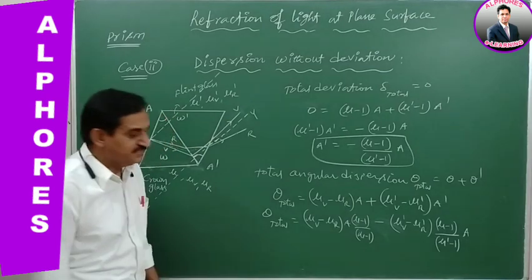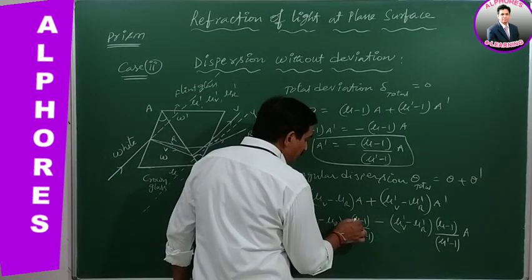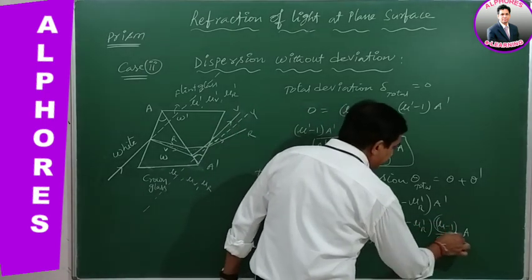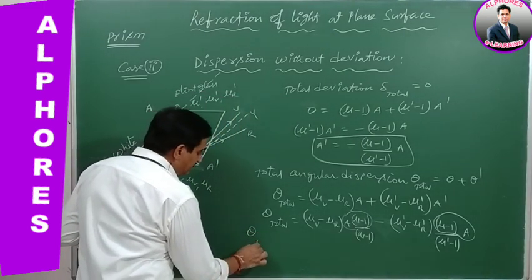Nothing wrong, we can write it as mu minus 1 by mu minus 1. Right? So mu minus 1 into A, and here mu minus 1 into A. So can we take the common? Yeah.